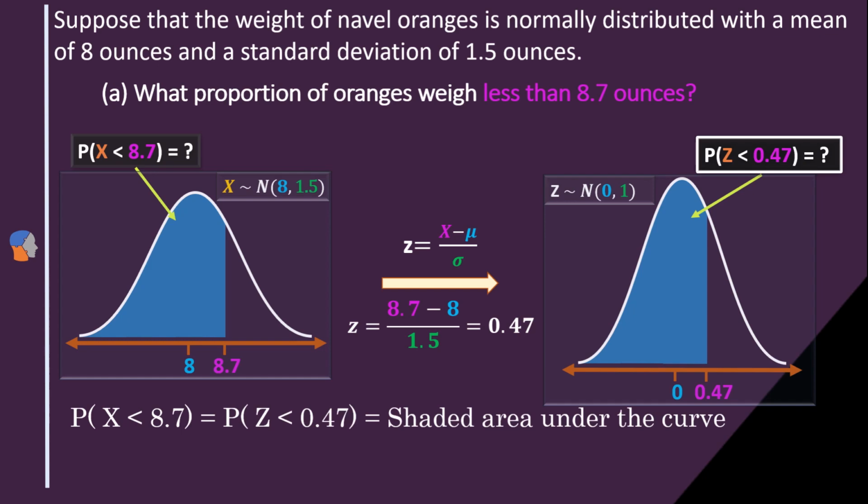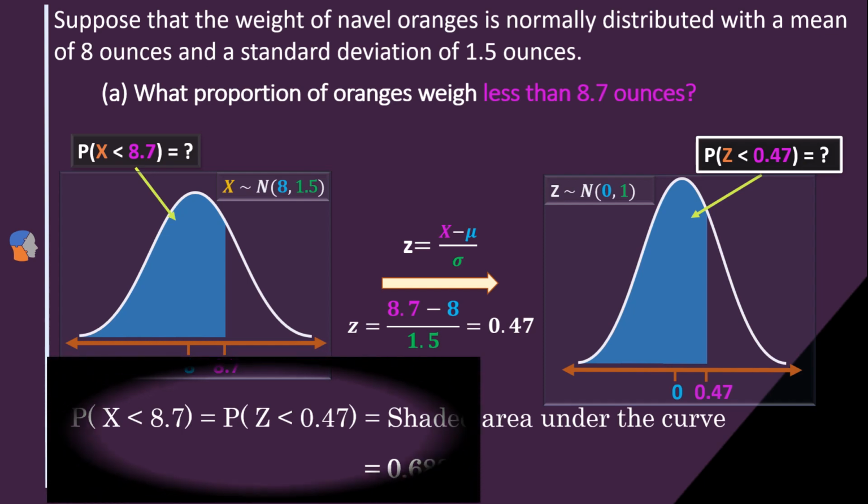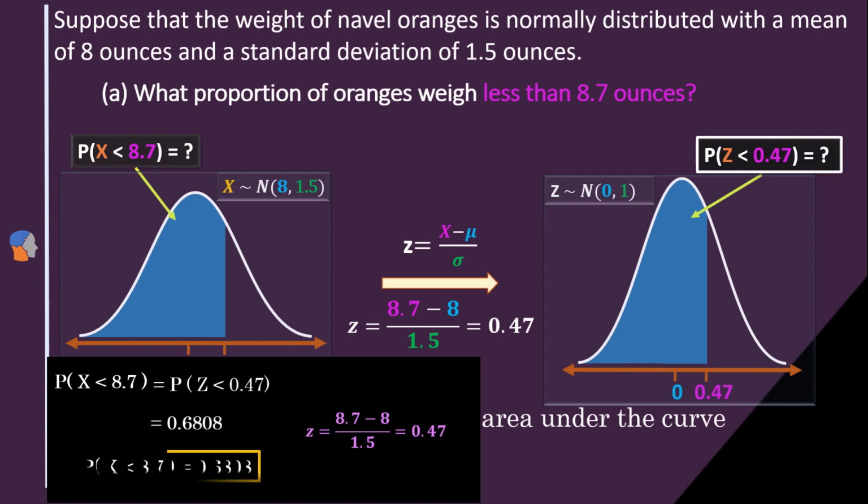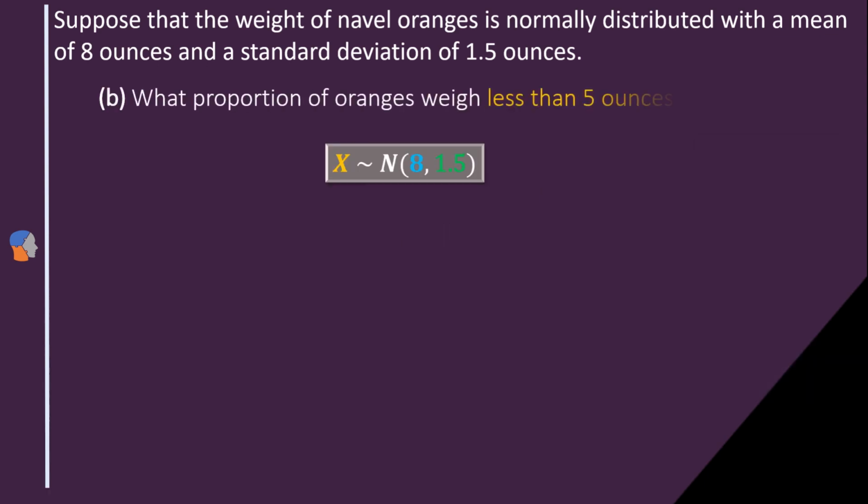So probability of x less than 8.7 is 0.6808. Without density curves, you can complete this within 2 steps. Probability of x less than 8.7, then convert to the z, then go to the table. So you have the answer 0.6808. Now part B. What proportion of orange weight less than 5 ounces?